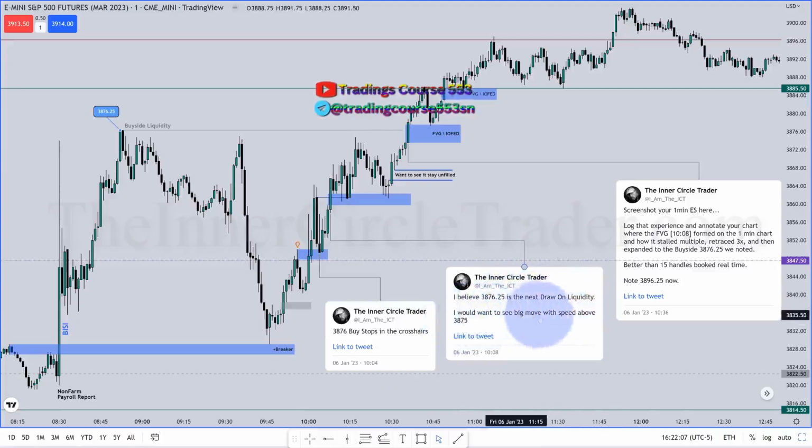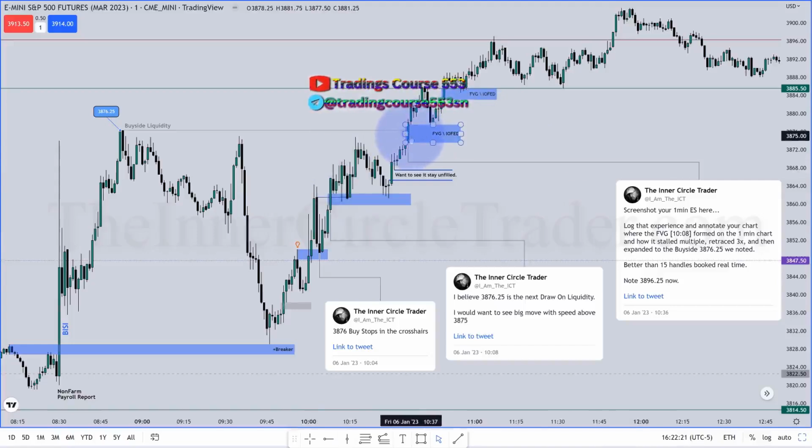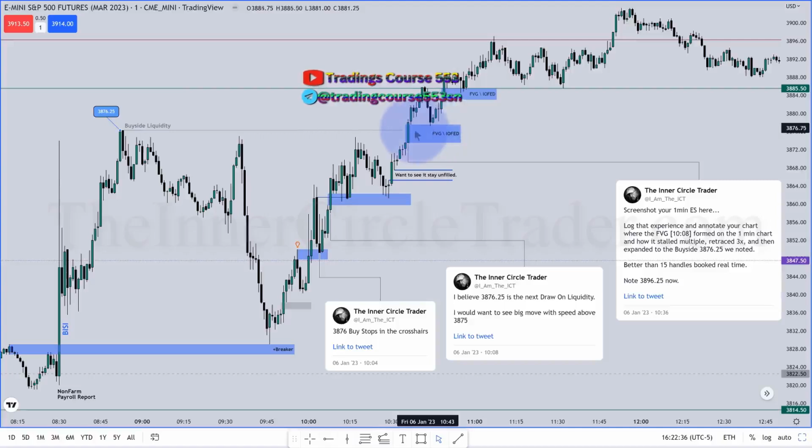I would want to see a big move with speed above 38.75. When's that occurring? Right there. And 38.75 is right there. Right there. And what do we get? Expansion through. We got it. And we have a fair value gap at old highs. I can't add because I've already taken 2 partials off. I've taken profits, partials, twice now, with this candle running above here and this candle running above here.